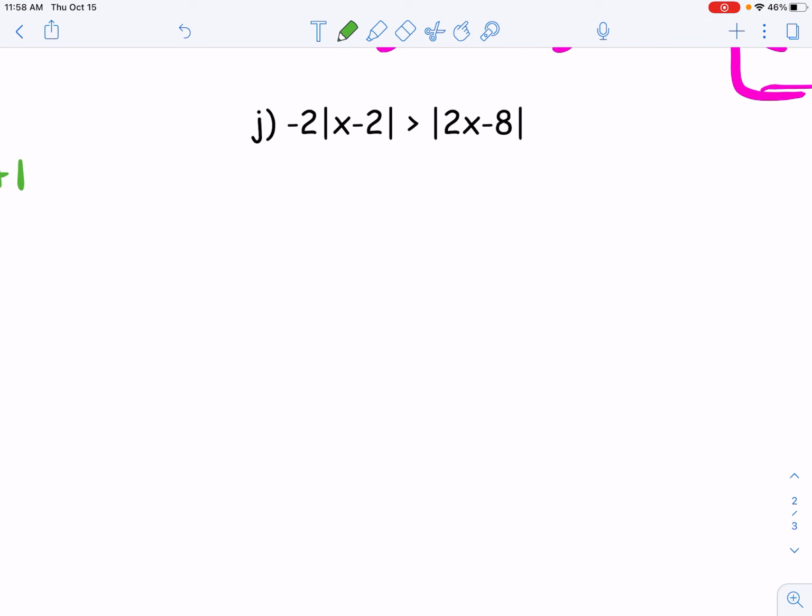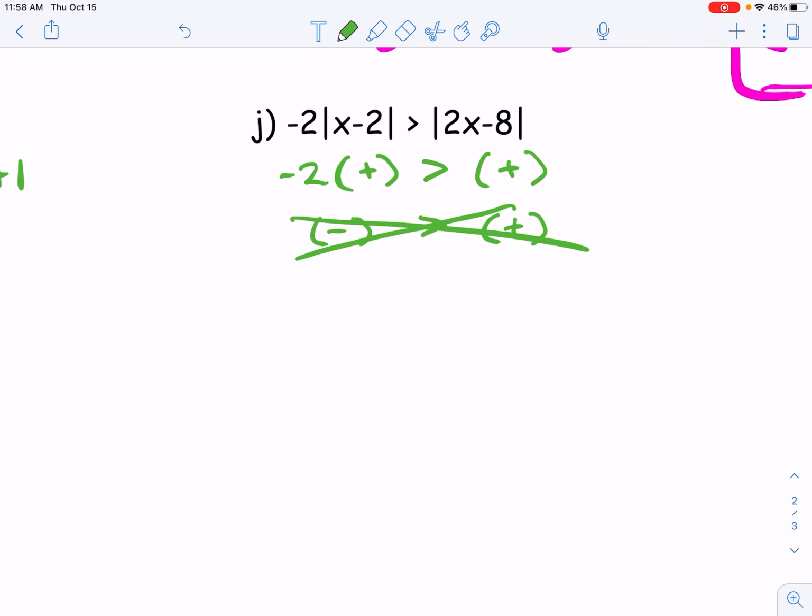We have negative 2 times the absolute value of something is greater than the absolute value of something. We know that absolute values are always positive, right? Positive or greater than or equal to 0. If I have a negative 2 times a positive something, will that be greater than a positive something? Well, negative 2 times any positive number is going to be negative, and negative cannot be greater than a positive number. This is not possible.